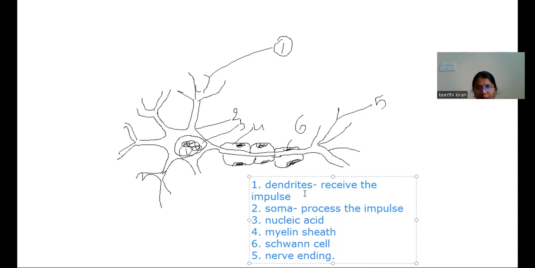And the axon, what will it do? It will transmit the impulse either to another neuron or to the muscle. The axon may be myelinated or non-myelinated, and impulse transmission is faster in the myelinated neurons. In the non-myelinated neurons, it will be slower. Understand? Now let's see about the central nervous system.